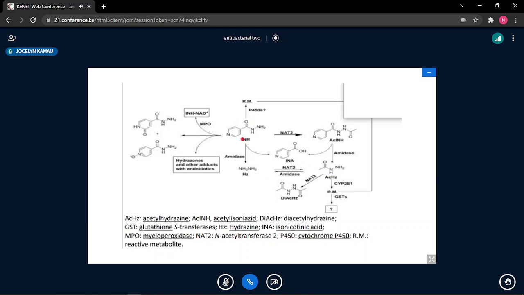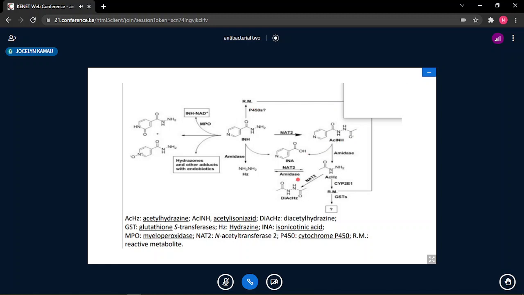Then, of course, our isoniazid itself, before it is acetylated, can also undergo amide hydrolysis to give us our hydrazine, and also our isonicotinic acid. So those are the main routes of hydrolysis. Of course, the isoniazid can also be acted on by cytochrome P450 to give us reactive metabolites. If not detoxified, those reactive metabolites can be of much danger to the body and cause a lot of toxicity. So this is the same as we had seen here.